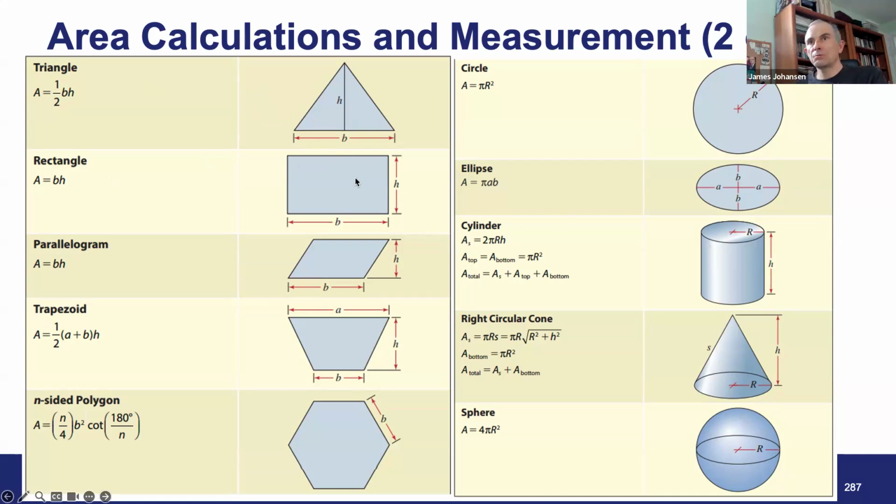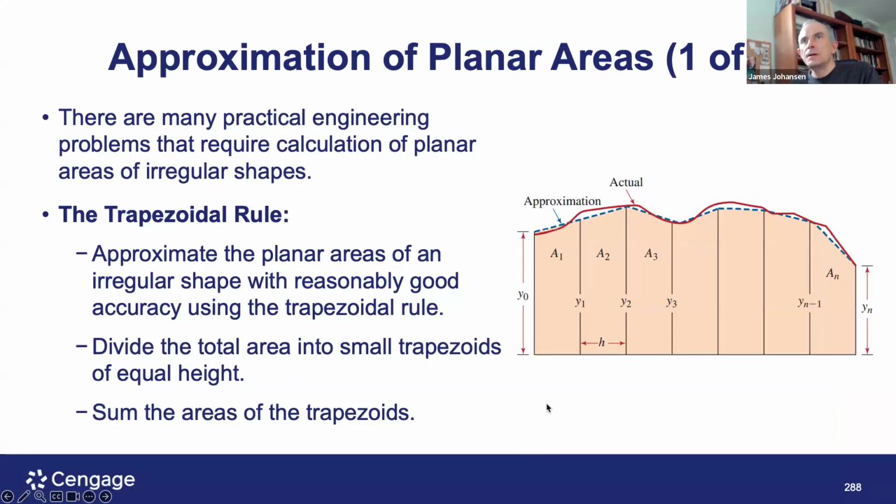You have a rectangle, probably the easiest. The square is a more specific version of a rectangle: the height times the width. These are just some of the formulas that you can be thinking of. A sphere is 4 pi r squared. And here we can be thinking of the approximation of a planar area.